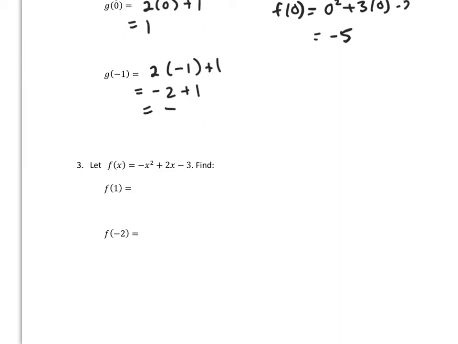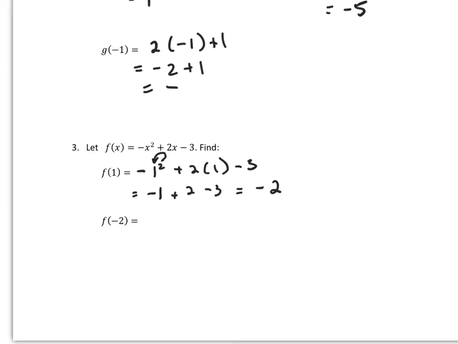Find f of 1. That's negative 1 squared plus 2 times 1 minus 3. And this exponent of 2 is only connected to a base of 1. So that's going to be negative 1, because 1 times 1 is 1, and then multiply by that negative sign out front, plus 2 minus 3. Negative 1 plus 2 is 1, minus 3, which is negative 2.